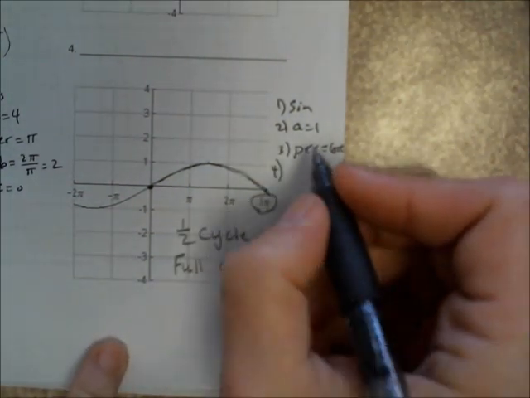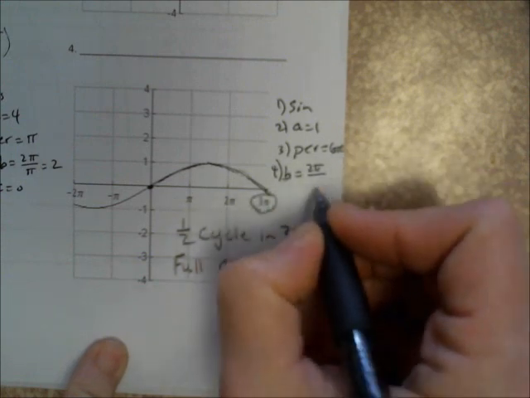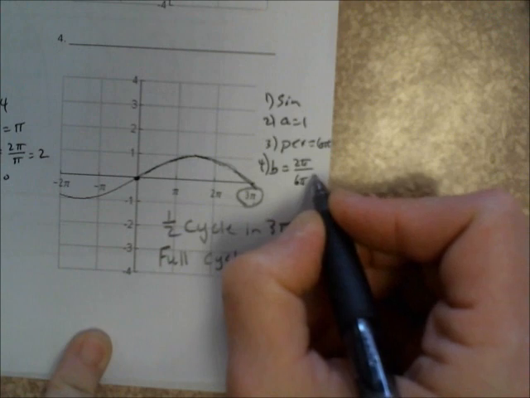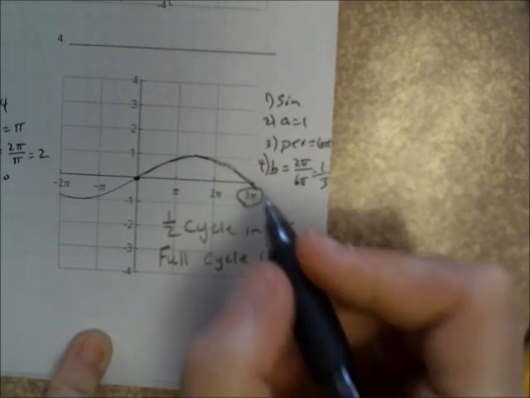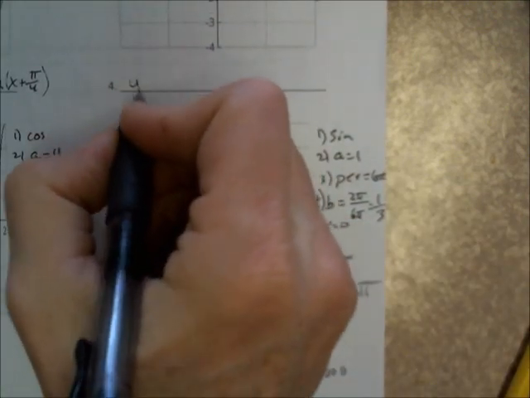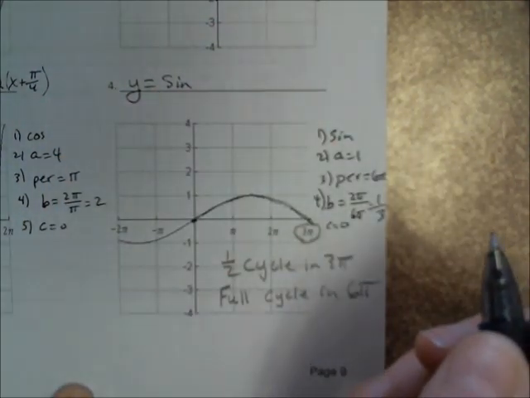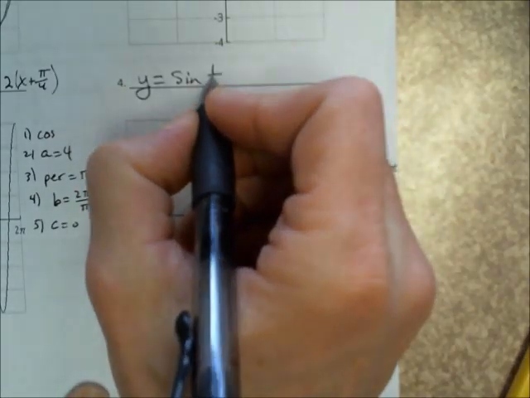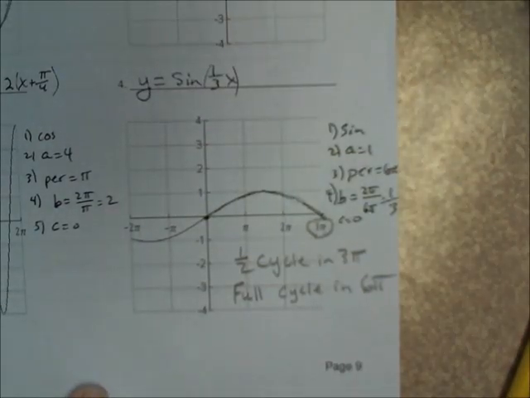Now we have to calculate b. b is equal to 2 pi divided by the period, which is 6 pi. And 2 pi over 6 pi is 1/3. So b is 1/3, and c is 0, because it hasn't been shifted from the origin. So let's write this down. y is equal to 1 times the sine of bx, so it's 1/3 x, and no c value, so we can just put it in parentheses like that.